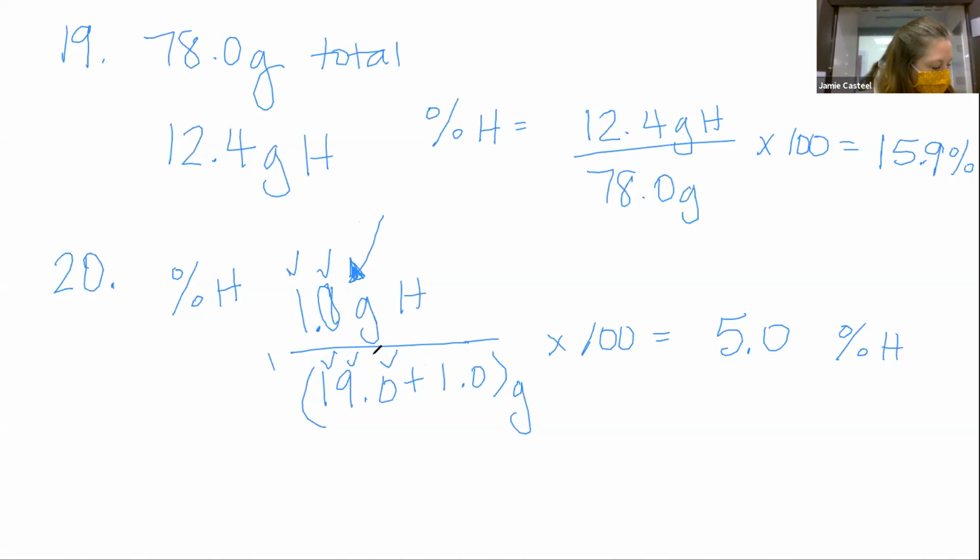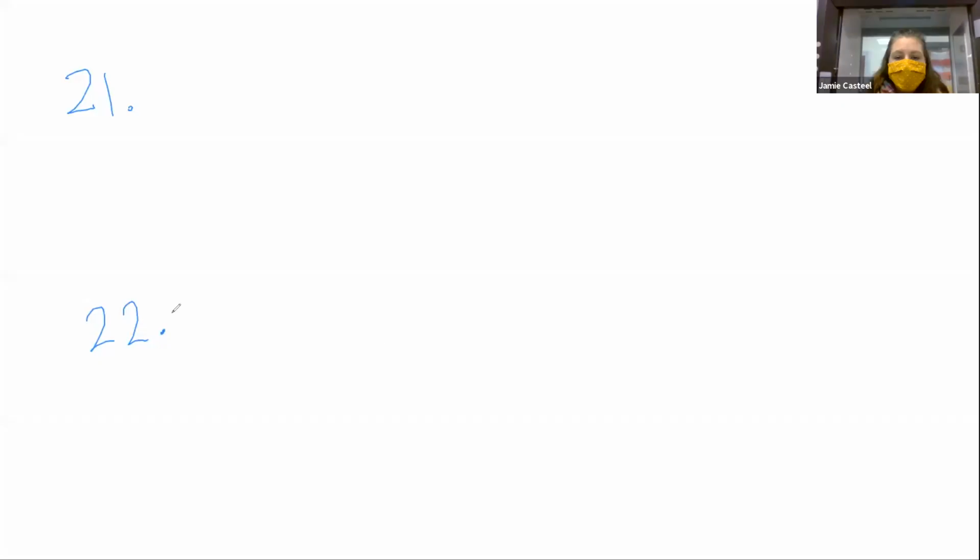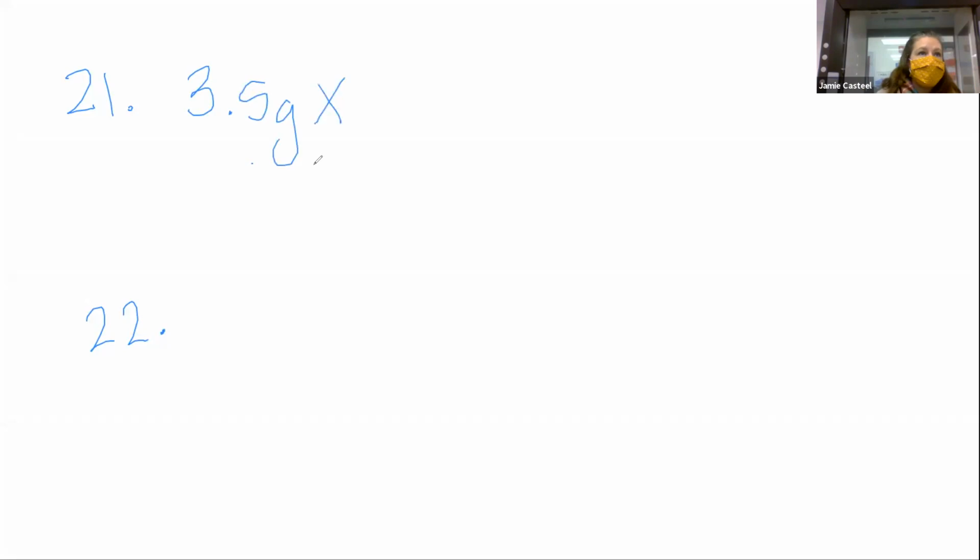All right, take a minute, and I want you to work on 21 and 22, okay? If you need to, talk to the person nearest to you and work together. You're doing 21 and 22 on page 88. All right, so let's do 21. What do I know? 3.5 grams of whatever X is.